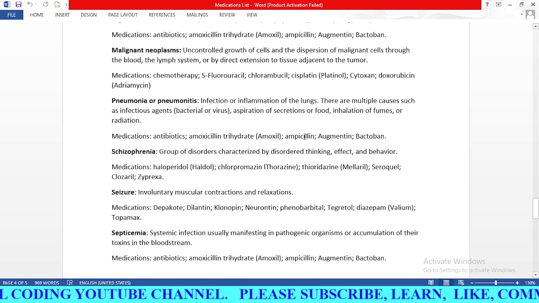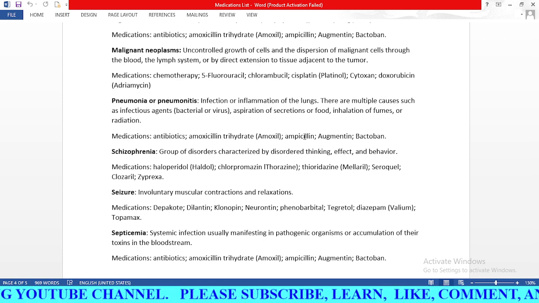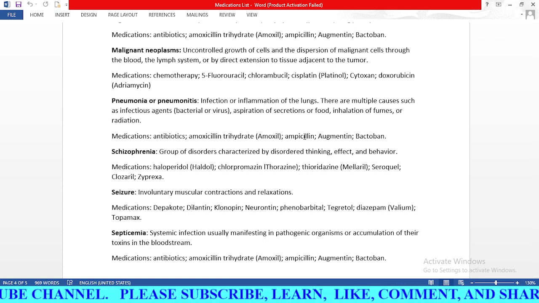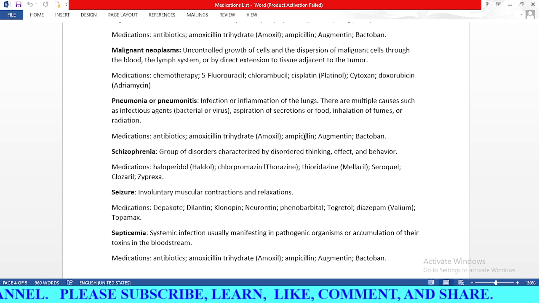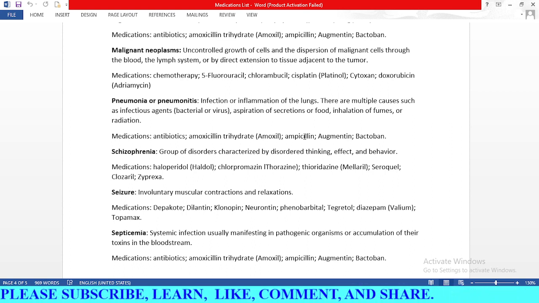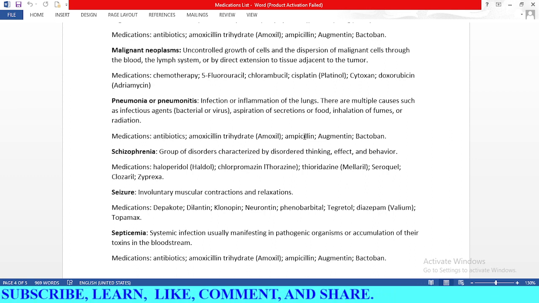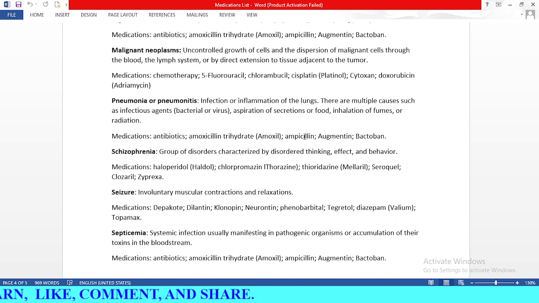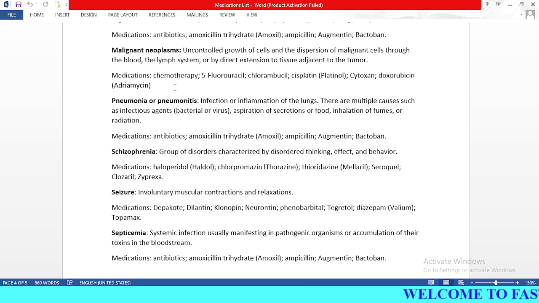So next one, malignant neoplasms. What is a malignant neoplasm? Uncontrolled growth of cells and the dispersion of malignant cells through the blood, the lymph system, or by direct extension into tissues adjacent to the tumor. Common medications: chemotherapy, 5-fluorouracil, chlorambucil, cisplatin, Cytoxan, doxorubicin or Adriamycin. So guys, these are not exclusive medications. These are only a few medications. You need to check online in order to correlate chronic conditions with the diagnosis or medications.